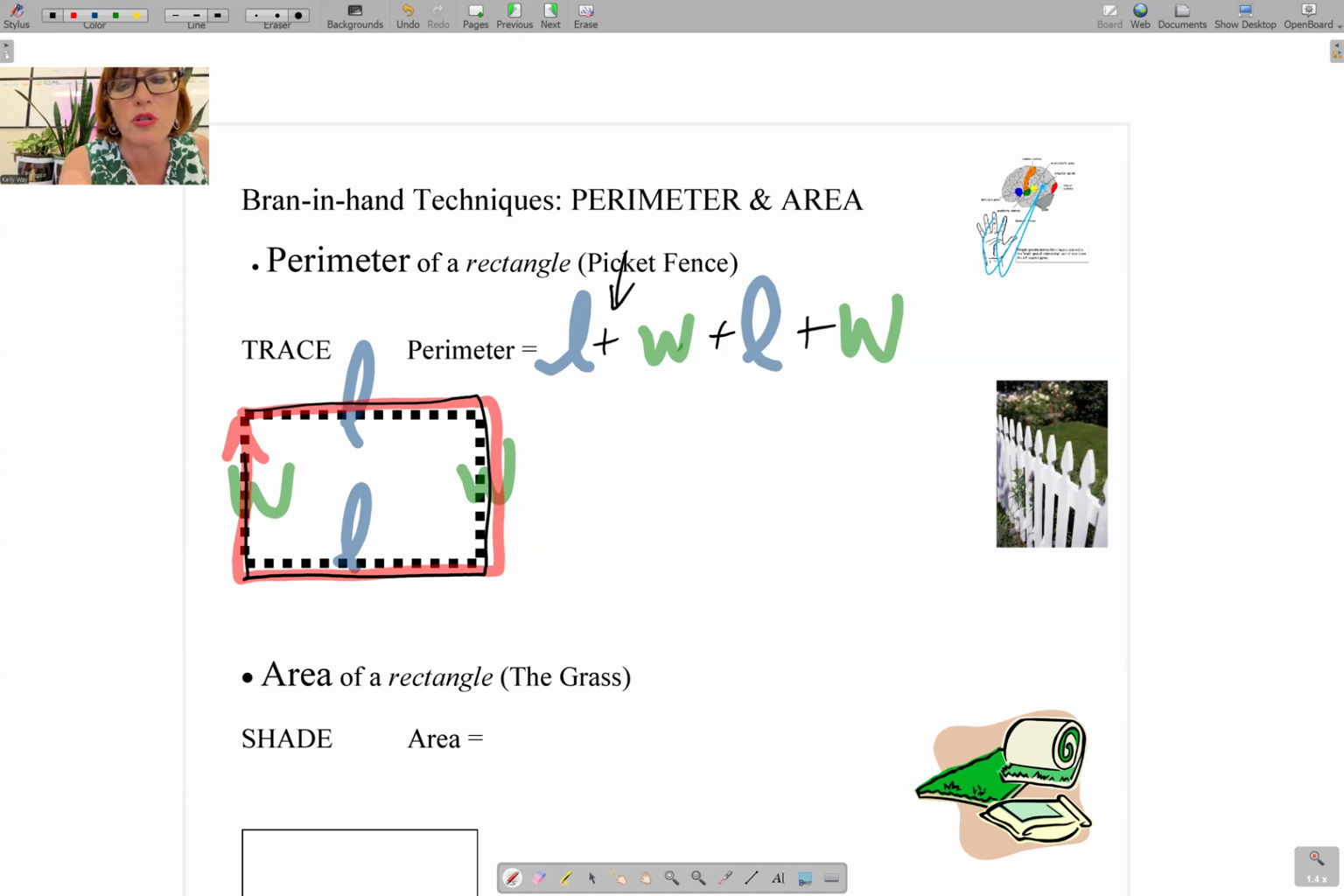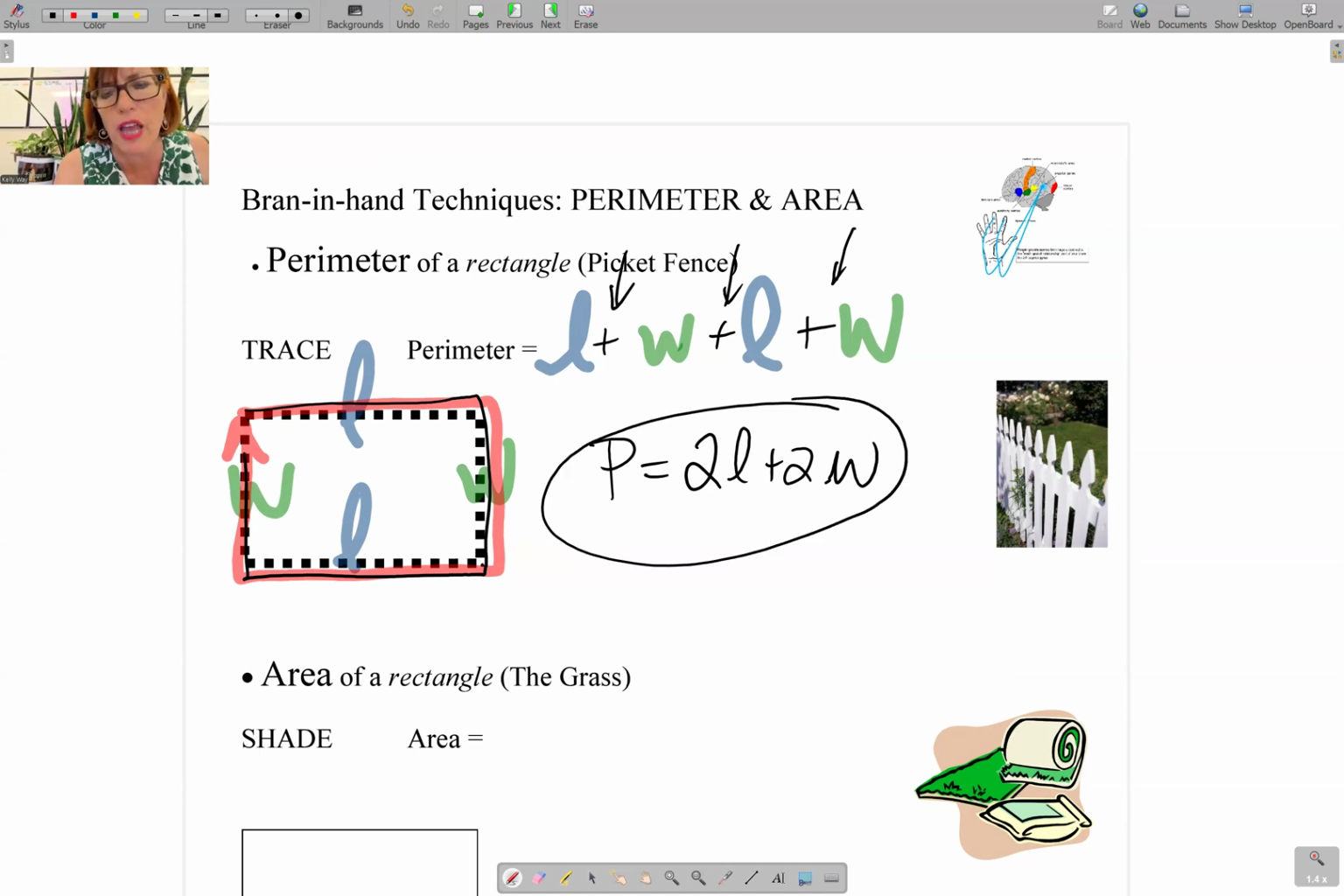It is an addition concept. Now, you may have learned that a rectangle perimeter equation is 2 lengths plus 2 widths. I will never use that. I want this one because it physically represents what's going on when you walk around much more effectively. Perimeter equals length plus width plus length plus width in a rectangle.